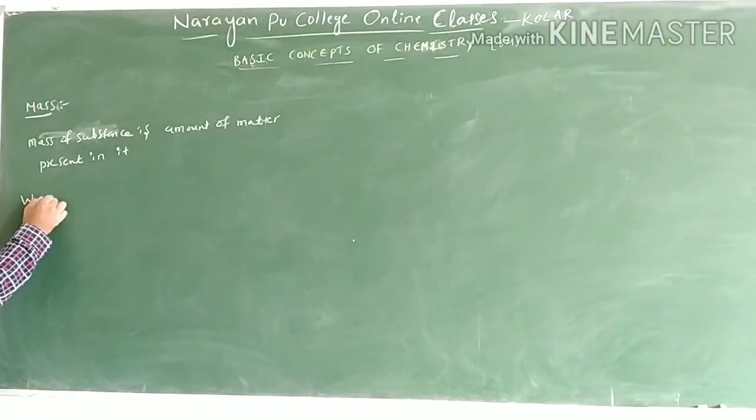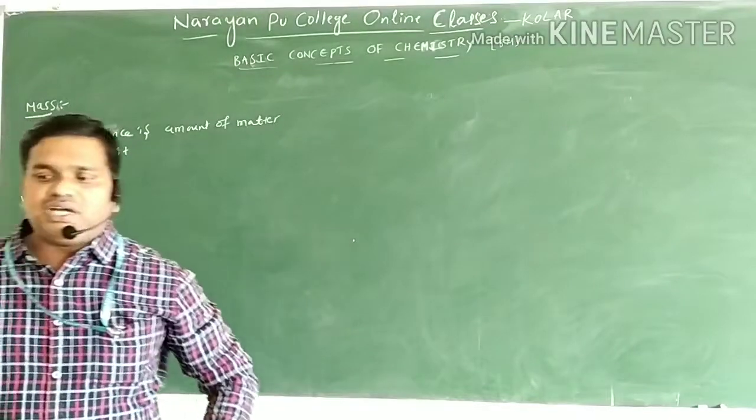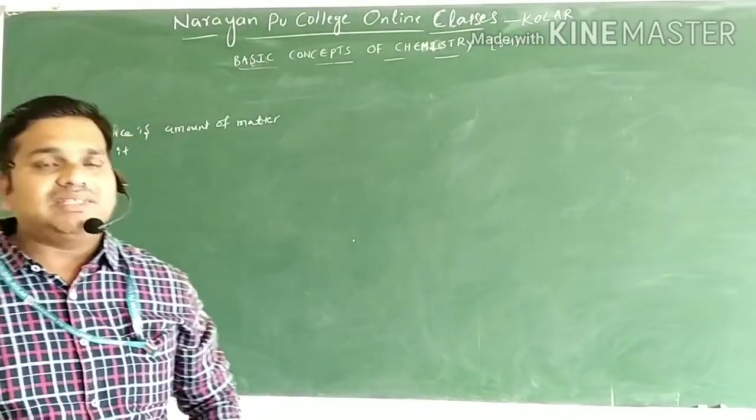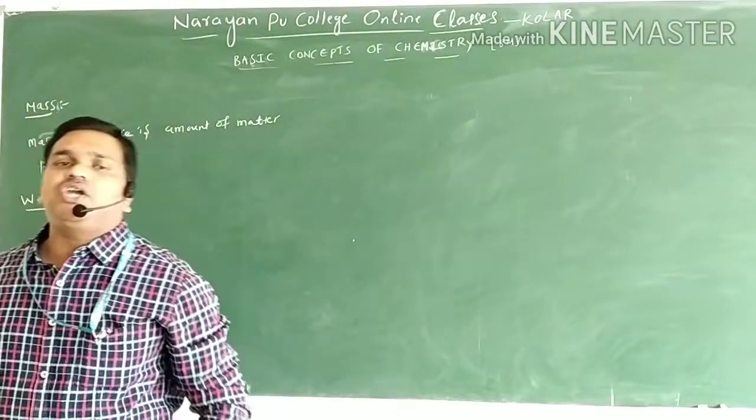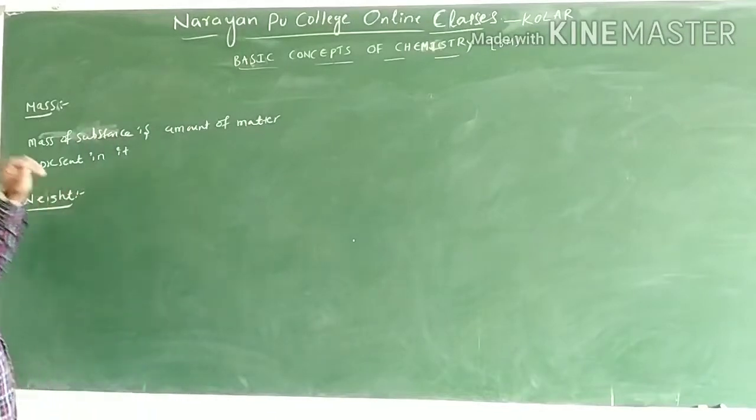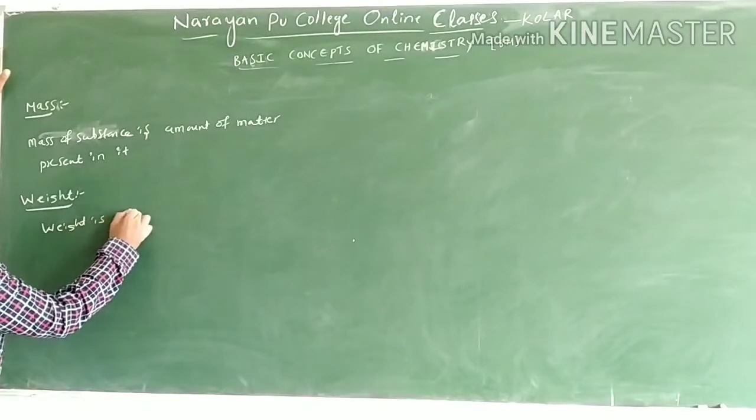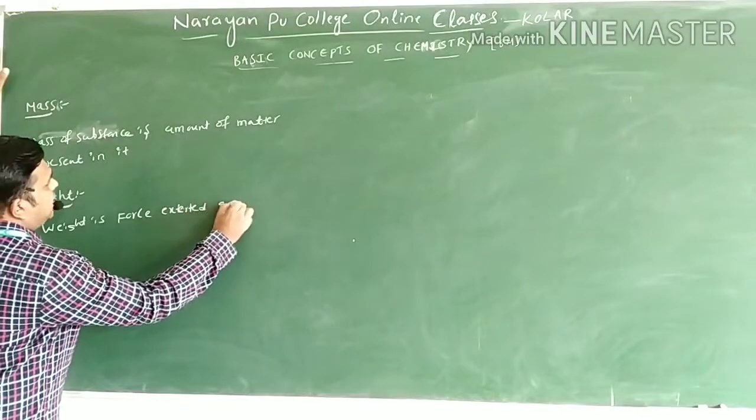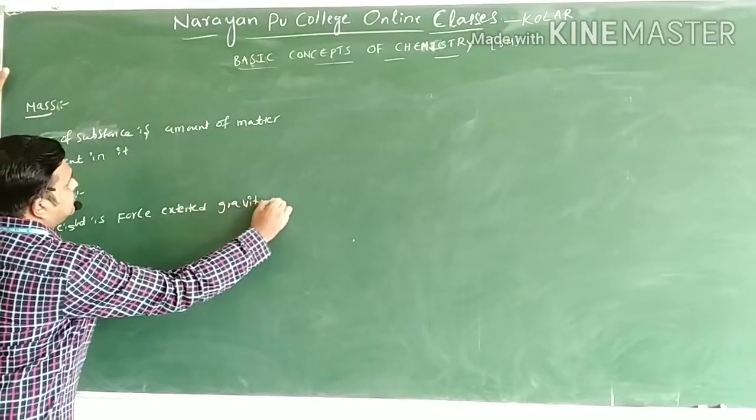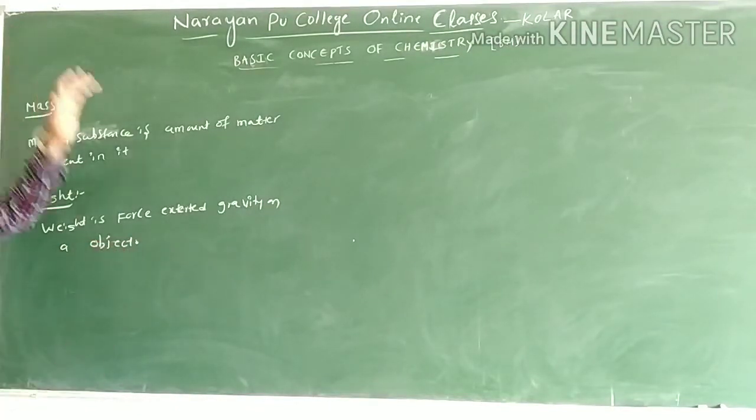Now we can see one more definition, we have weight. How can we define the weight of the substance? Weight of the substance is the force exerted by gravity on an object. This is called weight only.